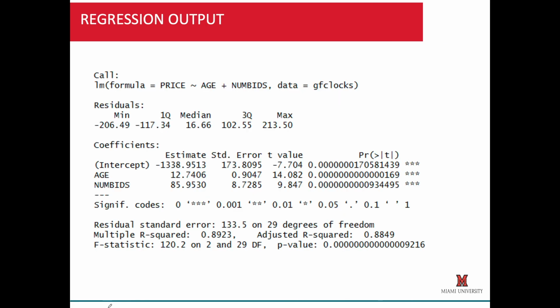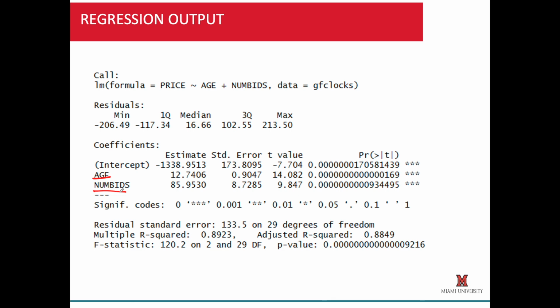The regression output just gives us this, and I just wanted to review a little bit the interpretations of the estimates. What we would say is that as age increases by 1 year, then on average the price increases by about $12. As the number of bidders increases by 1, then on average the price increases by about $86. And then the intercept: if the age of the clock is 0 and the number of bidders is 0, then on average the price is negative, minus 1,338.